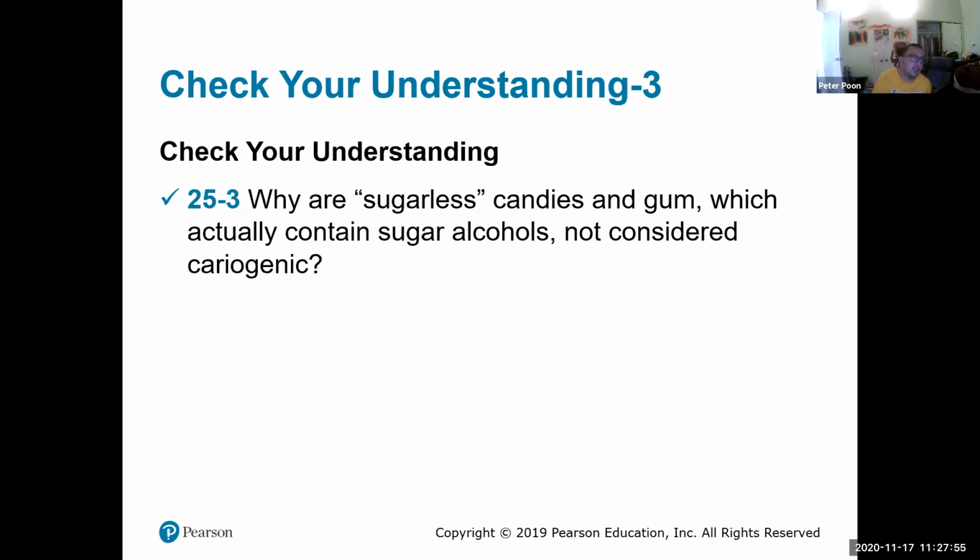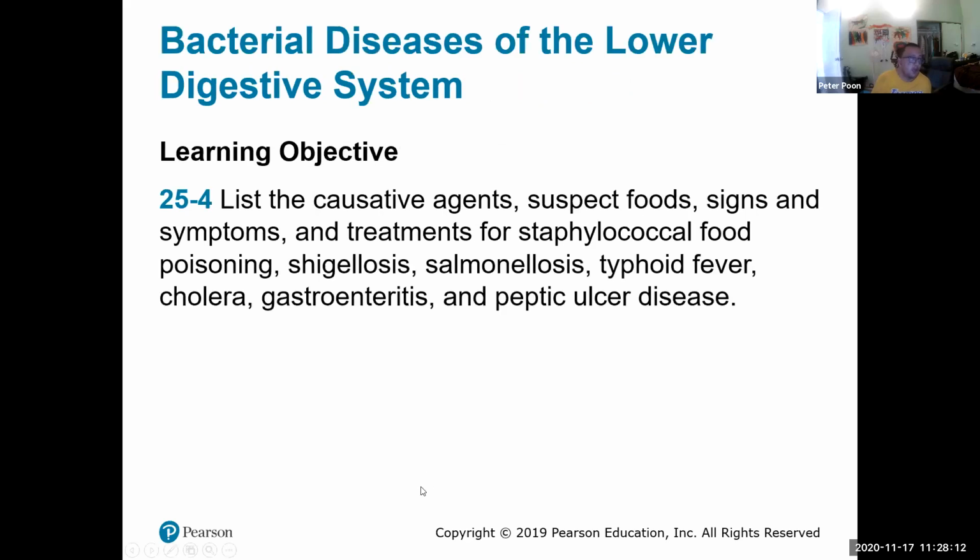Okay, so why are sugarless candies and gum, which actually contain sugar alcohols, not considered cariogenic? Because they're not processed by S. mutans. And honestly, the amount of sugar there is very low.